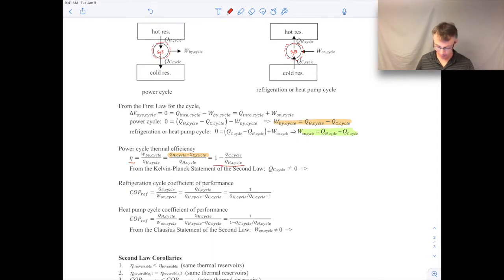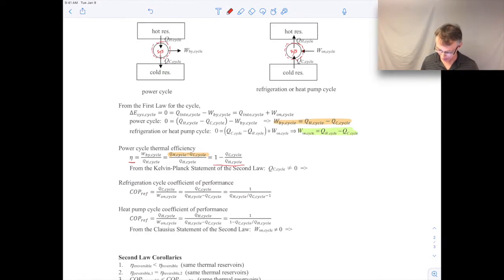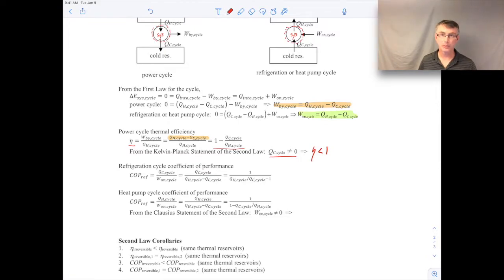Now, if you remember from the Kelvin-Planck statement of the second law, we know that the QC can't be equal to 0 over a cycle, right? The QC has to be finite. And so with that in mind, when we look at our thermal efficiency in terms of the heat transfers, you see that QC can't be 0, so the thermal efficiency is always going to have to be less than 1. So that's just one ramification of the second law of thermodynamics: you can't have 100% thermal efficiency. You can't take all the energy from your hot reservoir and just turn it all into work. It's just not possible. You can do a similar kind of analysis for refrigeration and heat pump cycles.